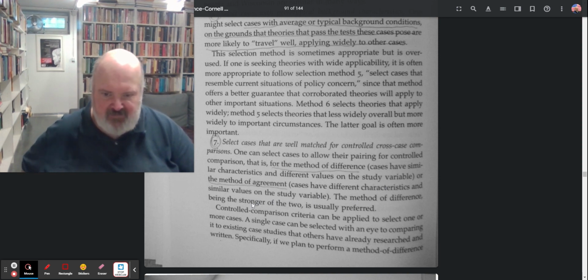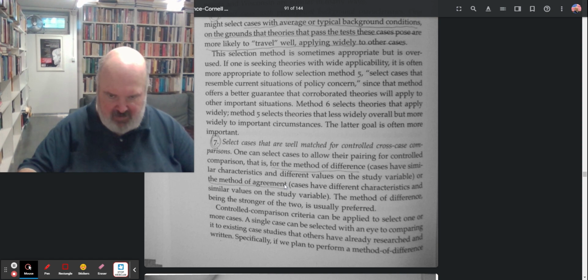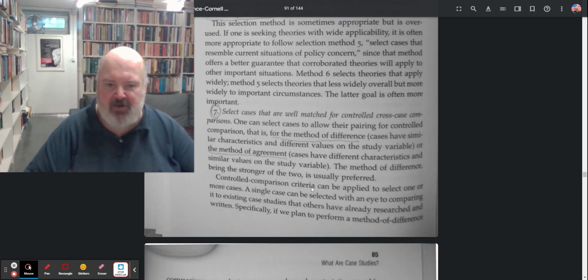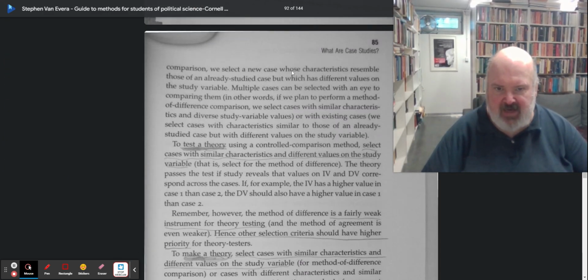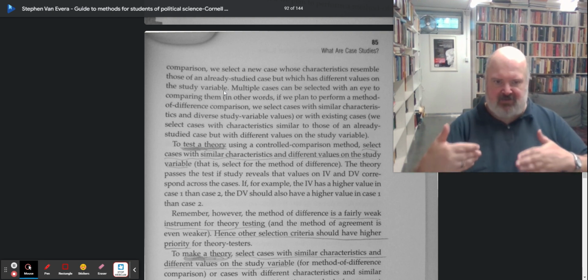So the method of difference, being the stronger of the two, is usually preferred. The method of difference is stronger than the method of agreement. Controlled comparison criteria can be applied to select one or more cases. A single case can be selected with an eye to comparing it to existing case studies that have often already been researched and written. Specifically, if we plan to perform a method of difference comparison, we select a new case whose characteristics resemble those of an already studied case, but which has a different value on the study variable.